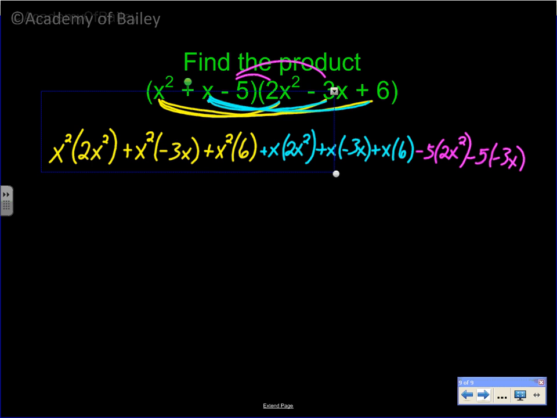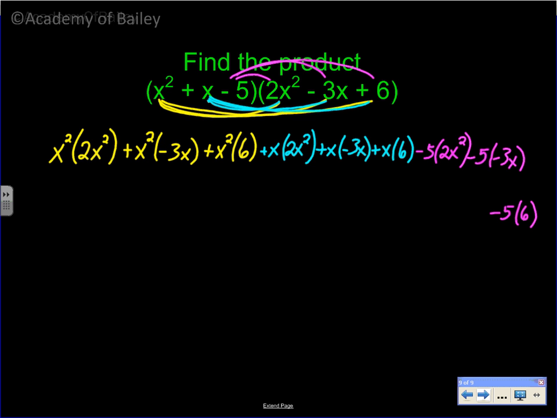Give me 1 second here. I guess that's not going to work. And the last one, negative 5 times positive 6. And I'm going to write that right here, because I'm running out of room and I want to try and make sure I keep that on the screen for you guys to see. Okay, so this is where we're at.